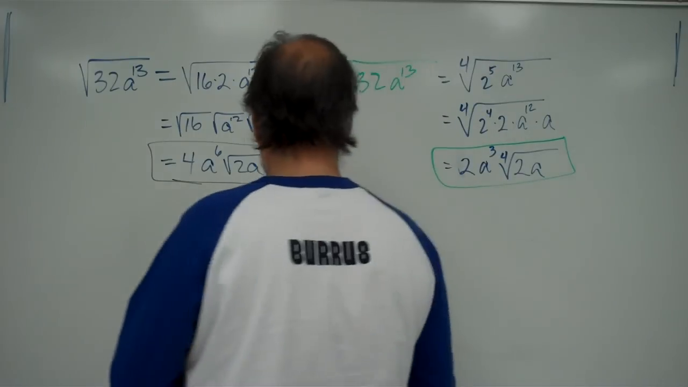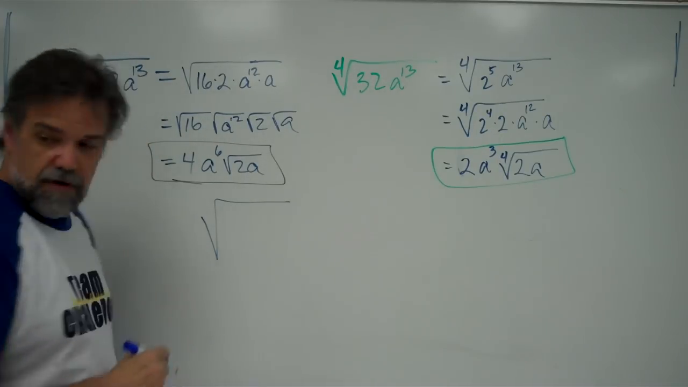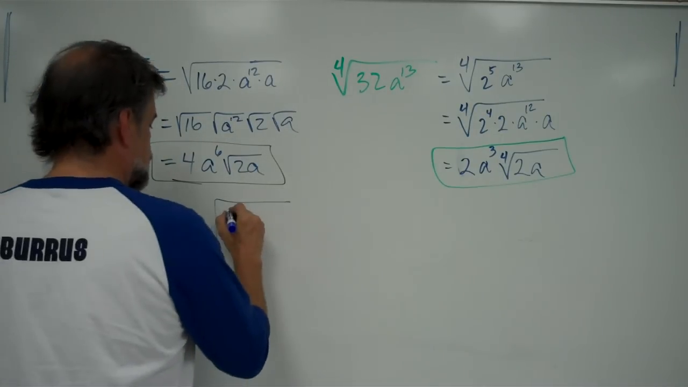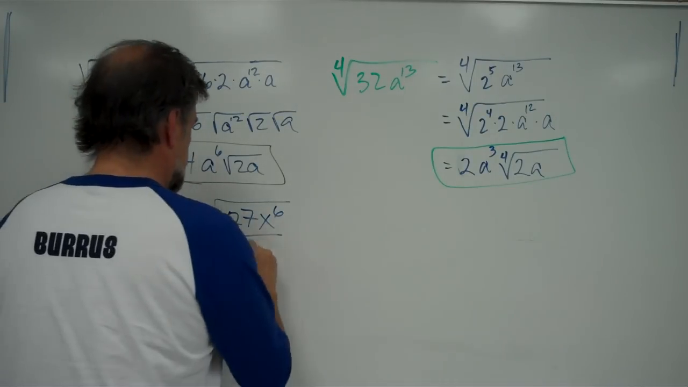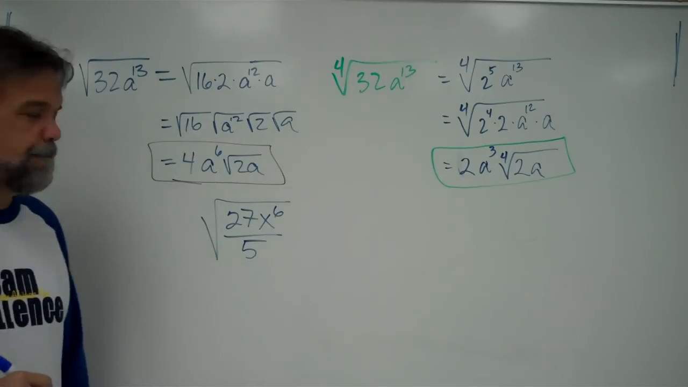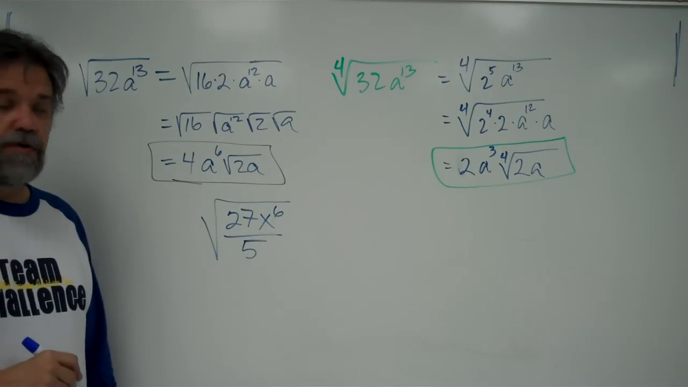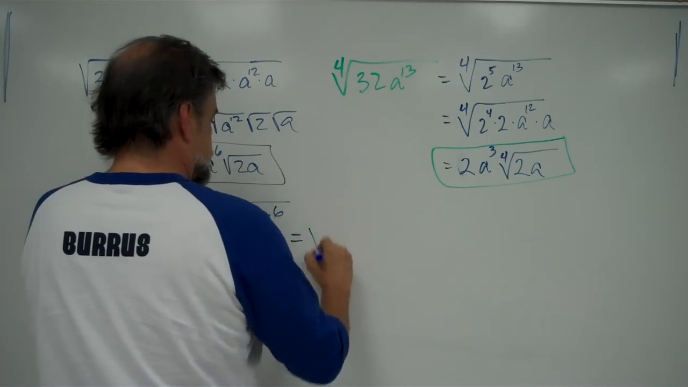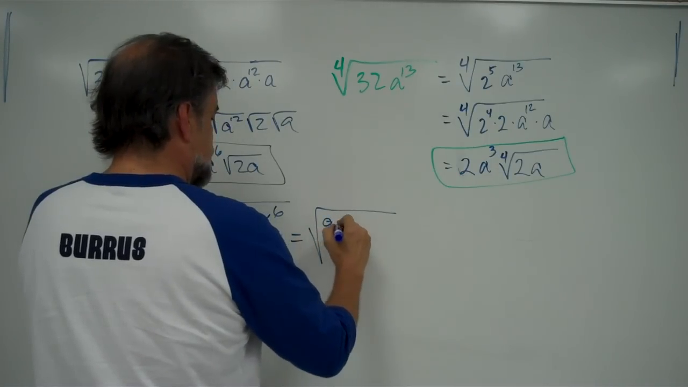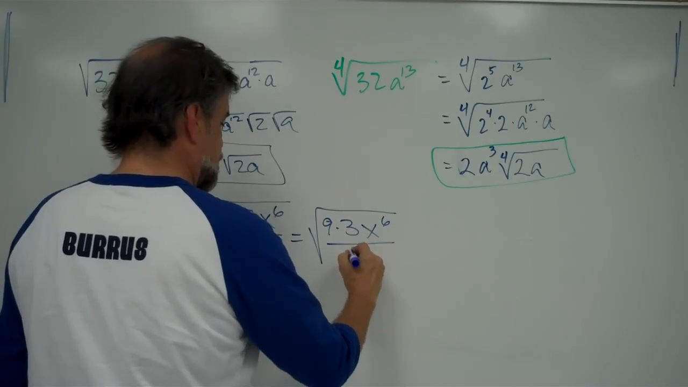Last one I'm going to give you, and this is going to be a square root again. Let's take the square root of 27 times x to the 6th over 5. Oh, baby, what do we do here? Well, let's look for perfect squares. 27 is a multiple of 9. So let's call this the square root of 9 times 3 times x to the 6th over 5.